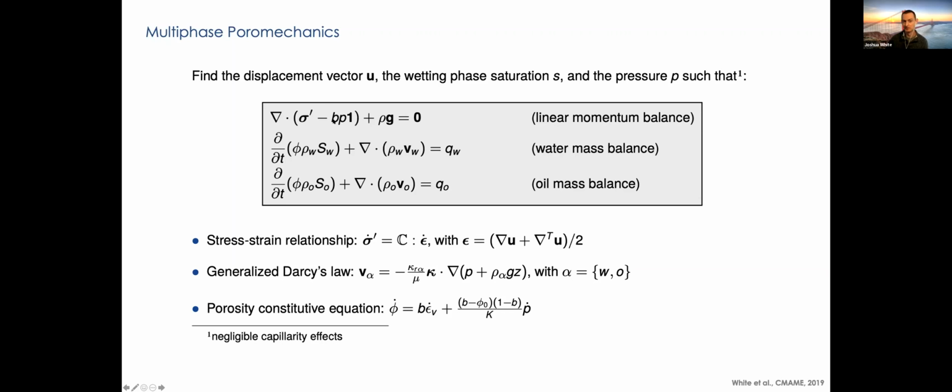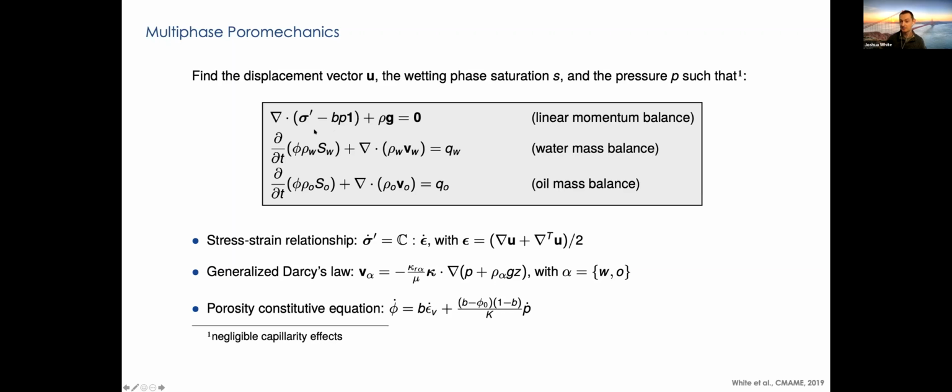B here is what's called Biot's coefficient. It's a measure of how strongly pressure and skeleton stresses couple together. Then we have body forces due to the density of this whole mixture and gravity, okay? So that's our linear momentum balance.